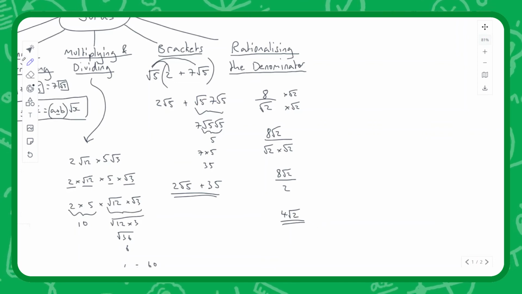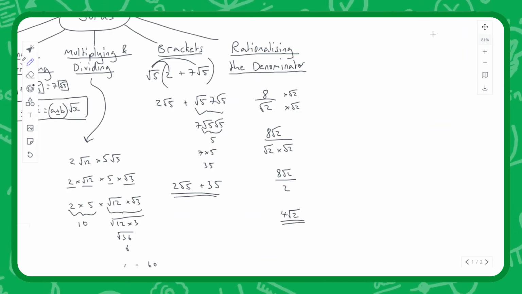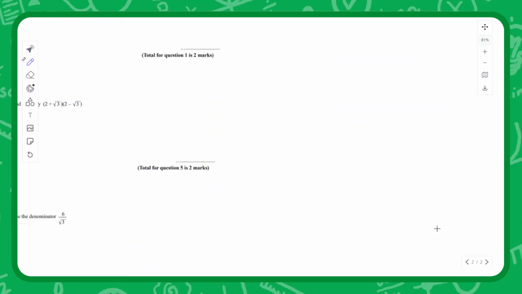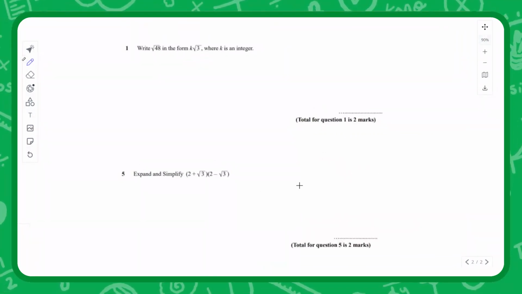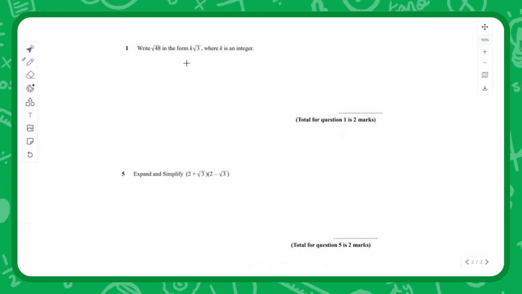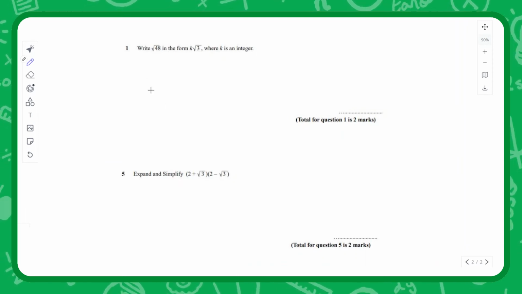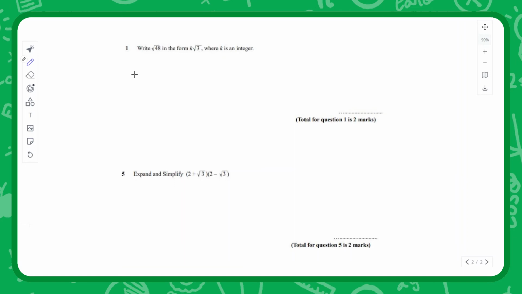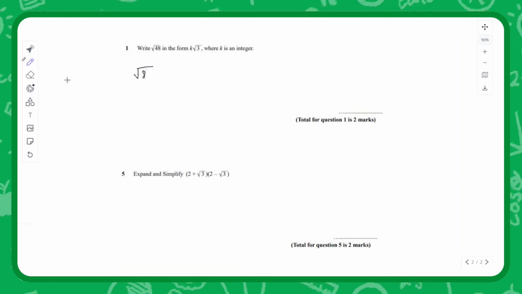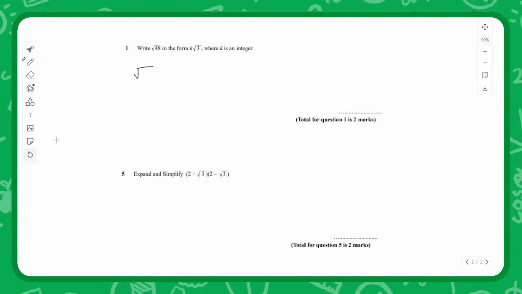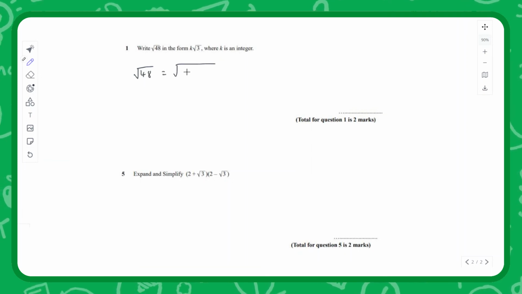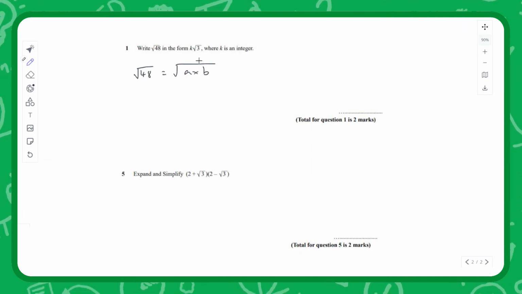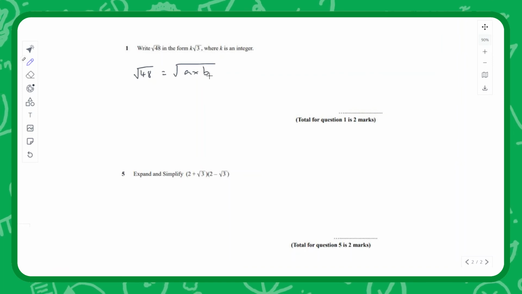Right, let's look at some exam style questions to finish off with. So let's do question 1. Write root 48 in the form k root 3. And so we know that we're going to have to use our third rule, right? We're going to have to write root 48 as something times something, a times b, in this square root. We've just got to figure out what a times b have to be.